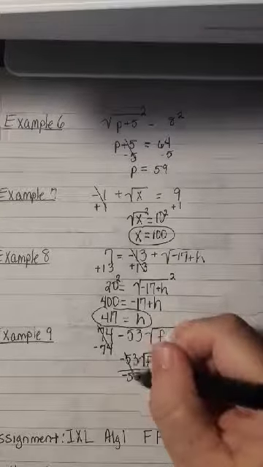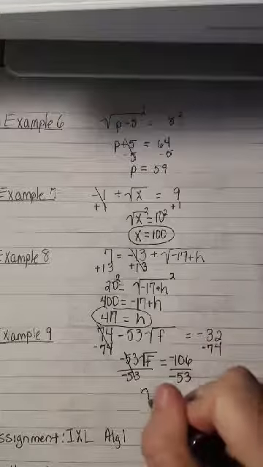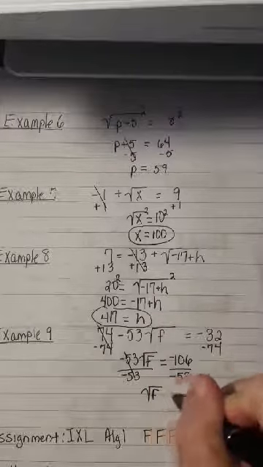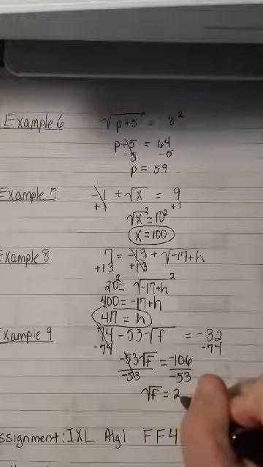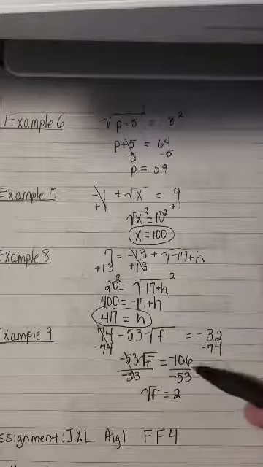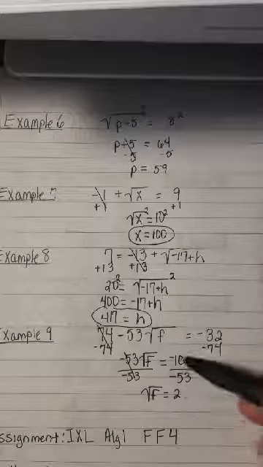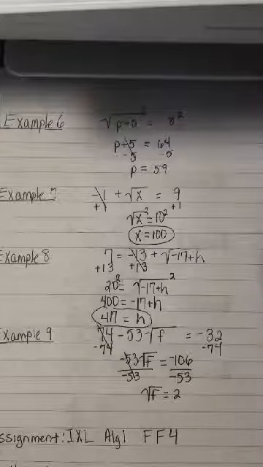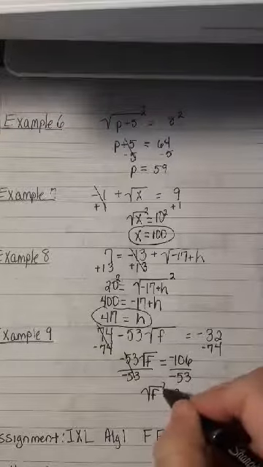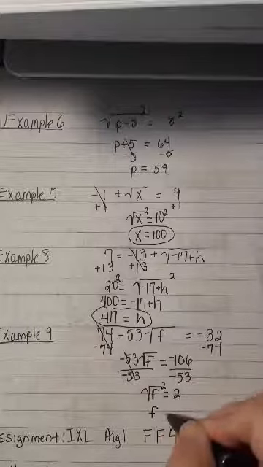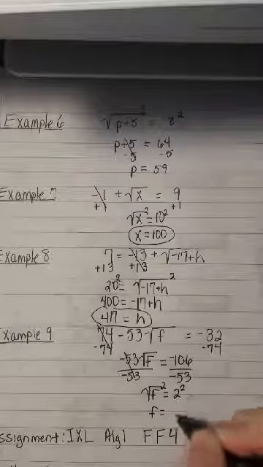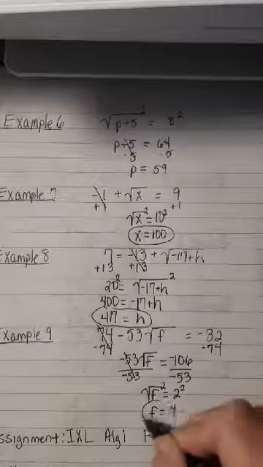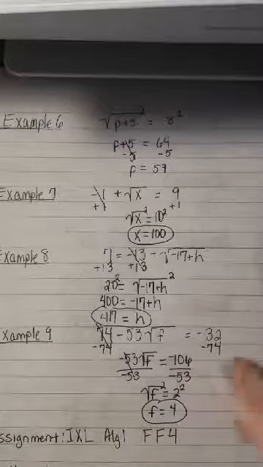These negative 53s will cancel, and you get the square root of f equals positive 2. 106 divided by 53 is 2. A negative over a negative is a positive. And now you just square both sides. So we're going to square the left side to get f. We're going to square the right side to get the answer, which is 4. F equals 4. And that's the hardest one.